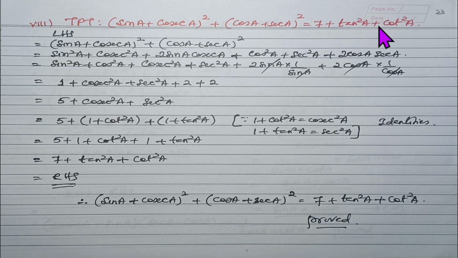But we have to get 7 plus tan square A plus cot square A. Here I can convert cosec square A into cot square A by using the identity that 1 plus cot square A is cosec square A. Therefore replacing cosec square A by 1 plus cot square A, and also we know that sec square A is 1 plus tan square A. So replacing sec square A by 1 plus tan square A, I get 5 plus 1 plus cot square A plus 1 plus tan square A. So 5 plus 1 is 6, 6 plus 1 is 7 plus tan square A plus cot square A, and that is exactly what we have been asked to prove, and that we have proved it. The answer is 7 plus tan square A plus cot square A, and that is the RHS. So therefore the identity is proved. Now remember that.